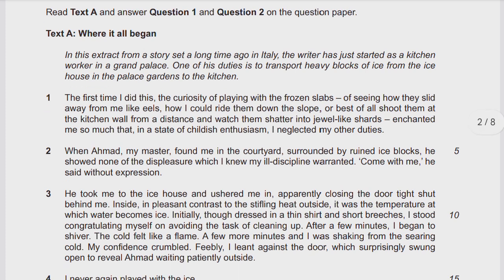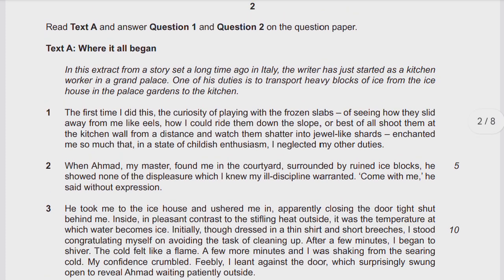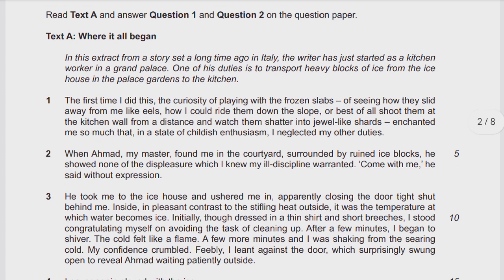So before reading the insert, make sure that you have read the question paper and you have read all the questions in question 1 and question 2, that you will find the answers to in this reading text A. So you will be more focused on finding the information that can be suitable to answer those particular questions.